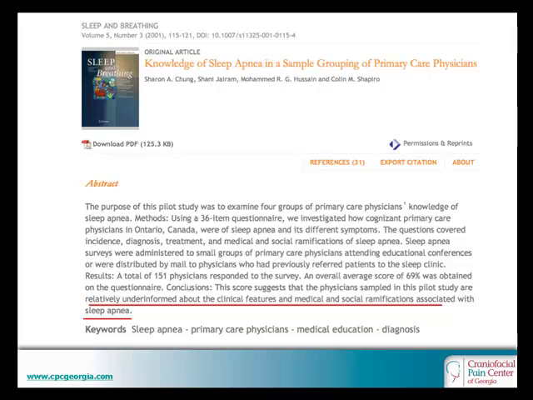But there's some literature here that we need to really look at, and this is the knowledge of our primary care physicians. In this paper, they basically sampled physicians and found that a lot of them were underinformed about the clinical features. When we talk about clinical features, we talk about maybe retrognathic mandibles, vaulted palates, physical features that you need to look for that may be suggestive of sleep disorder breathing. The stereotype: overweight, big neck, things of that sort.